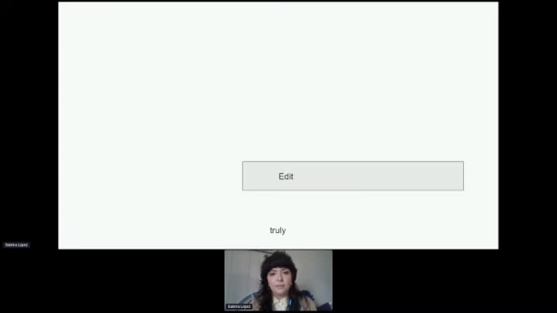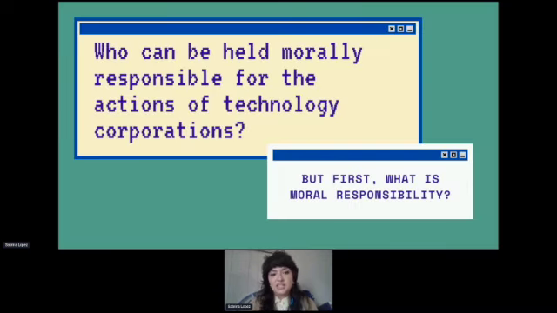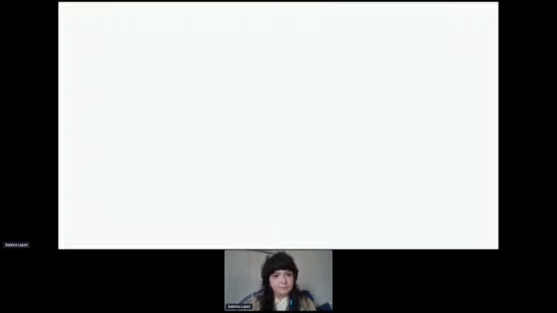Since we know tech corporations are in fact capable of committing harm towards users, this brings us to the central question of my paper. Who can be held morally responsible for the actions of technology corporations? The ambiguous moral status of the corporation extends beyond just technology firms, and in all cases can leave unclear who or what should bear responsibility for actions, including harms done by corporations. But in order to answer this question, I must first clarify what I mean by moral responsibility.